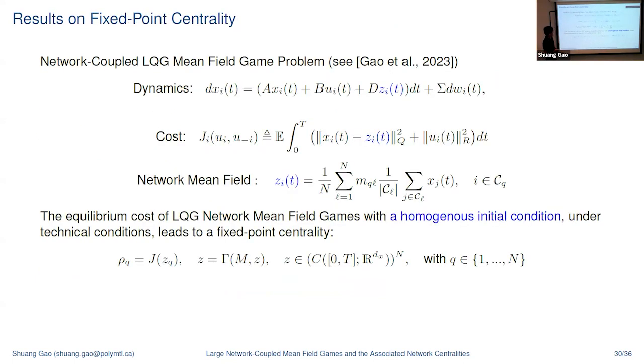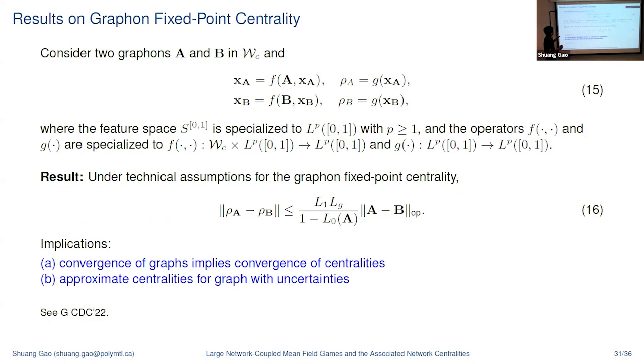So this is just to say that for LQG network coupled medium games with homogeneous initial conditions, this is actually a fixed point centrality where the feature is not a vector, but at each node the feature is just a continuous function. Is that the graphon mean field? Okay. And this works for graphons. The generalization is immediate. We only need to figure out the suitable space for these features.